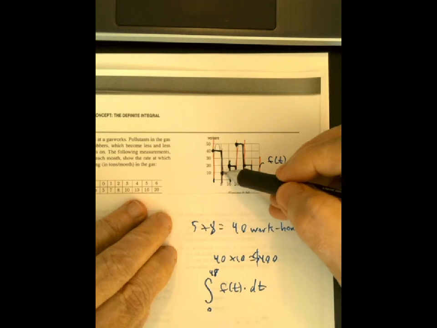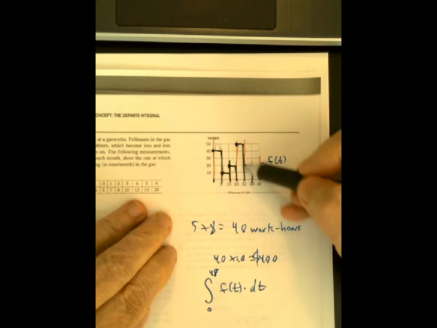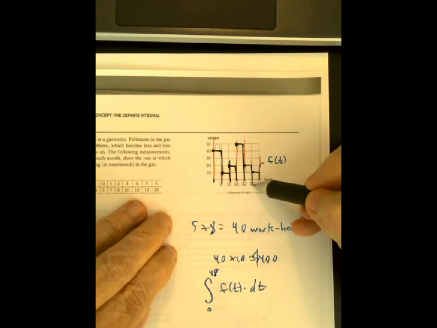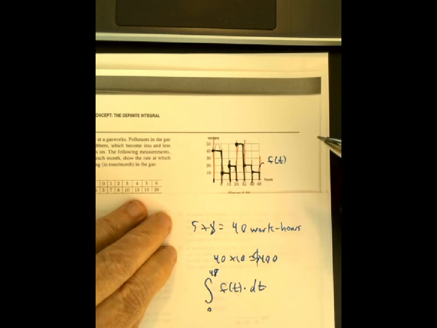This is about 10 workers times 2. This one's about 20 workers times 2. 50 workers times 2. 20 workers times 2. 10 workers times 2. Add those all up. That gives us the number of worker hours, right? And then multiply that by 10.